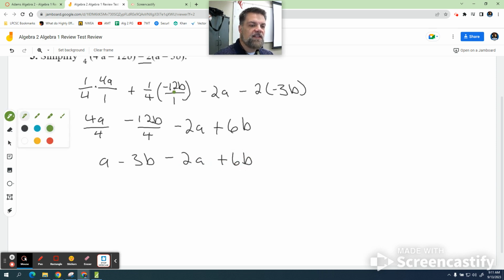Now I need to combine like terms. I have an a and I have an a. So I have a positive 1a. We don't write down the positive 1, but it's there. So that combines to be a negative 1a. We don't write down the 1.